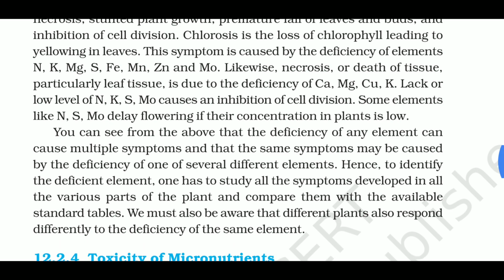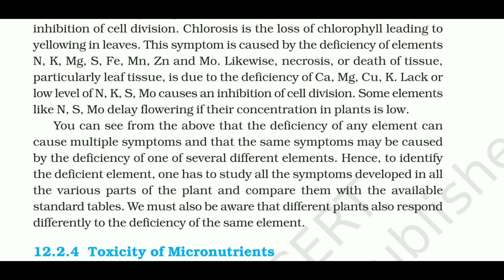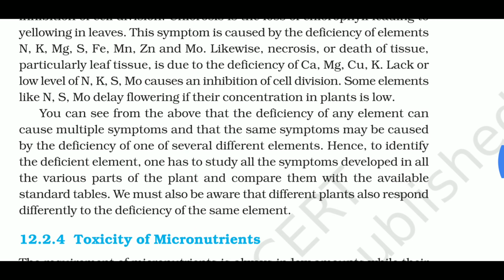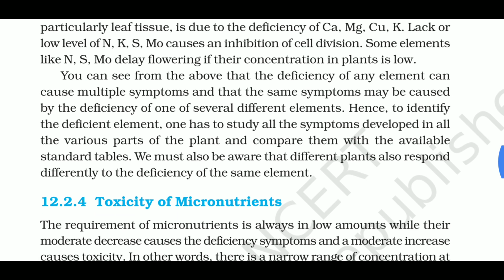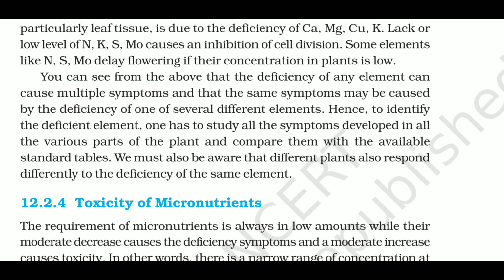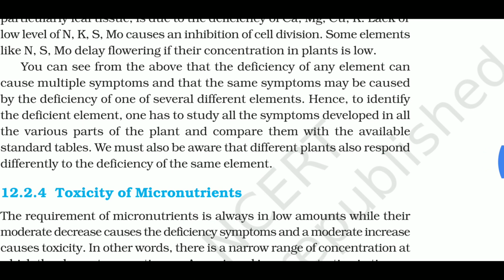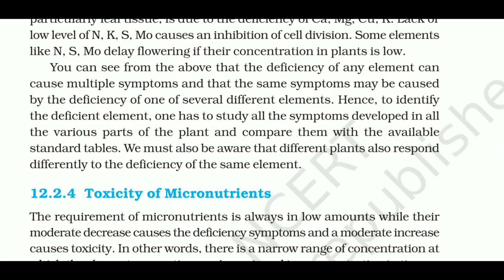Chlorosis is the loss of chlorophyll that leads to yellowing in leaf. This symptom is caused by deficiency of elements like nitrogen, potassium, magnesium, sulfur, iron, manganese, zinc and molybdenum. Likewise, necrosis, or death of the tissue, particularly the leaf tissue, is due to deficiency of calcium, magnesium, copper, potassium. Lack or low level of nitrogen, potassium, sulfur, molybdenum causes the inhibition of cell division. Some elements like nitrogen, sulfur and molybdenum delay flowering if their concentration in plants is very low.